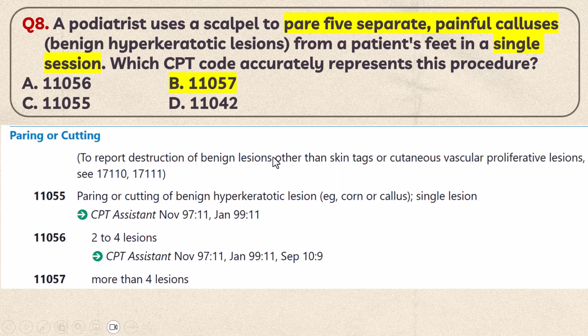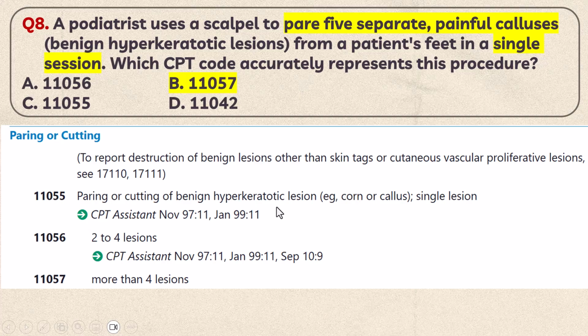Once you go to the tabular list of paring or cutting, 11,055 is paring or cutting of benign hyperkeratotic lesion, that is a corn or callus, single lesion. 11,056 is 2 to 4 lesions. 11,057 is more than 4 lesions. In our case, it is 5 lesions, so that is more than 4 lesions. So the correct answer will be answer B, that is 11,057.